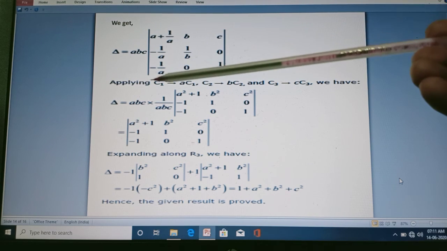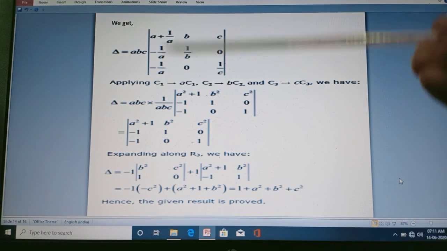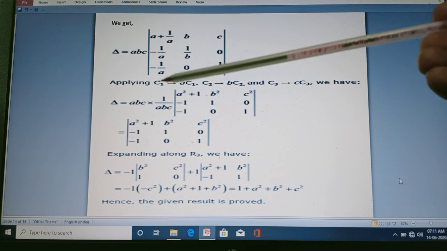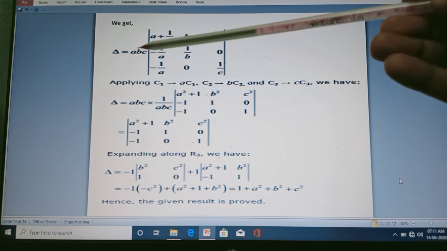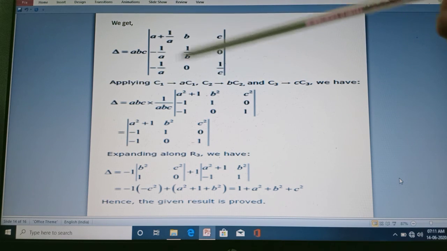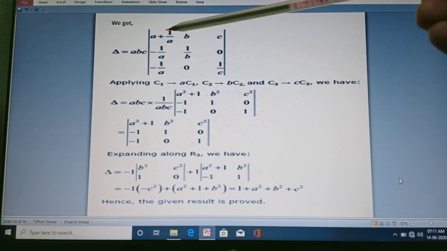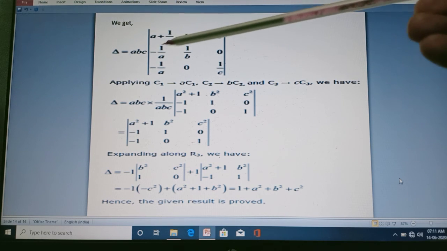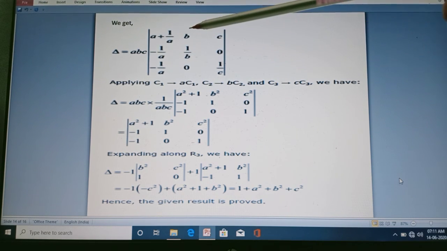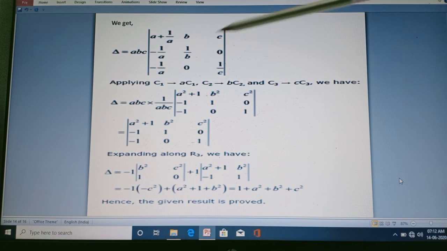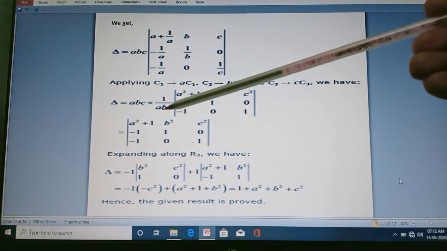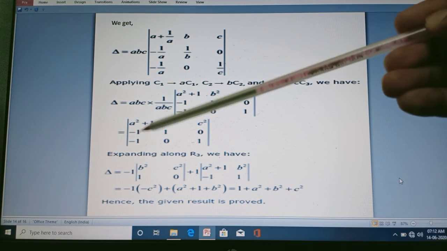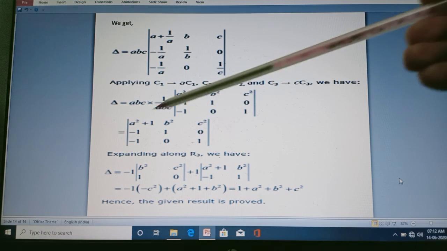Now we are applying one more operation. We are going to change columns: we are multiplying C1 by a, C2 by b, and C3 by c. After that, abc is common. When we multiply C1 by a, we get a square plus 1, minus 1, minus 1. This is b square, 1, 0; c square, 0, 1. Okay, now this 1 by abc will be common, these two cancelled, and this is the determinant we got.